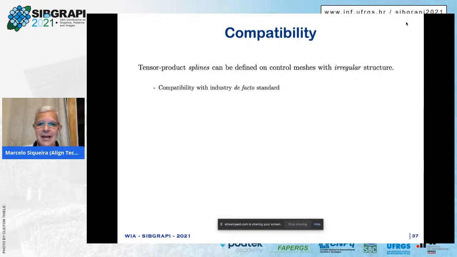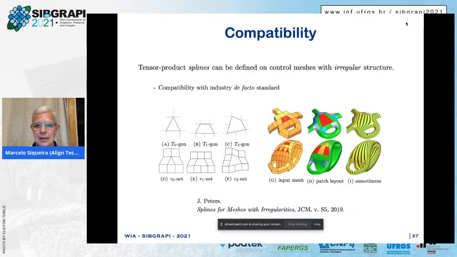So the issue is how do you deal with irregular structure? Luckily, people developed lots of options in the past to use tensor product splines with irregular structure. But I want to single out the work of Jörg Peters, a collaborator of mine, that he has developed for many years. He dedicated many years of research to this type of spline. And very recently, he created low degree splines with very good quality that can be used in irregular structure.